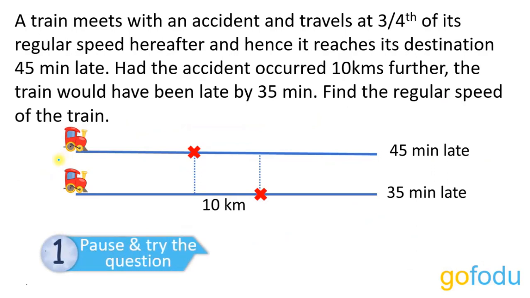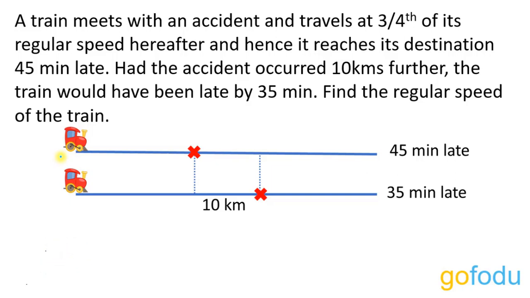It's a classic question that you will come across in this topic. A train meets with an accident and travels at 3/4 of its regular speed hereafter. So if this is the point when the train meets the accident, after this point the train is going to run at 3/4 of its regular speed. Till this point the train was running at regular speed, and after this point the train is running at reduced speed. Okay, and it reaches the destination 45 minutes late.